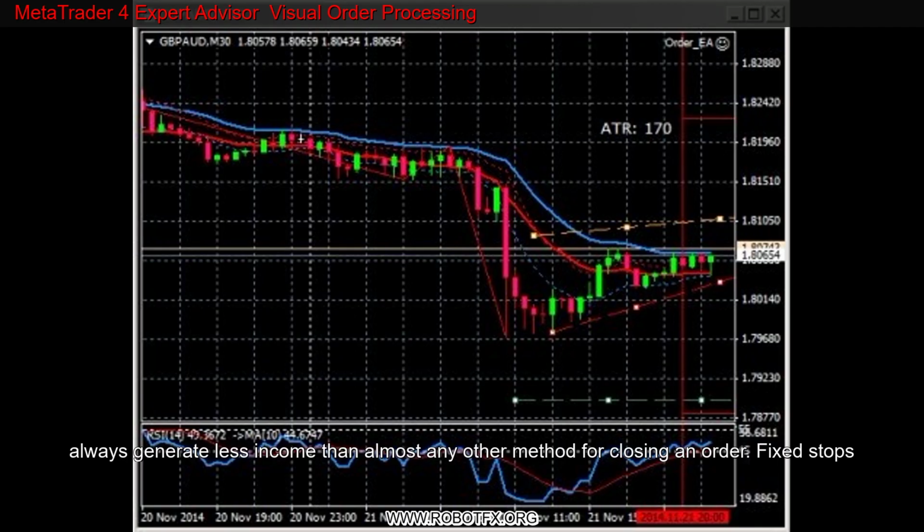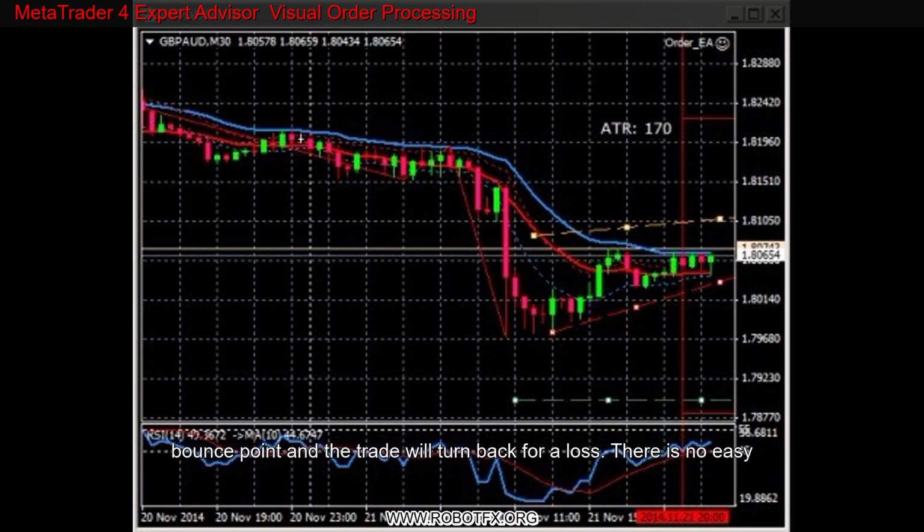Stop loss can be entered in two different ways. One, a fixed stop, or two, a trailing stop. A trailing stop will almost always generate less income than almost any other method for closing an order. Fixed stops come in as a close second because they must be watched to follow the current market movements. A moving average or some other indicator can be followed manually to keep the order in play as long as possible. Having mathematical points along the trend line to mark places for the fixed stop loss often works out best. Unfortunately, this requires constant monitoring.